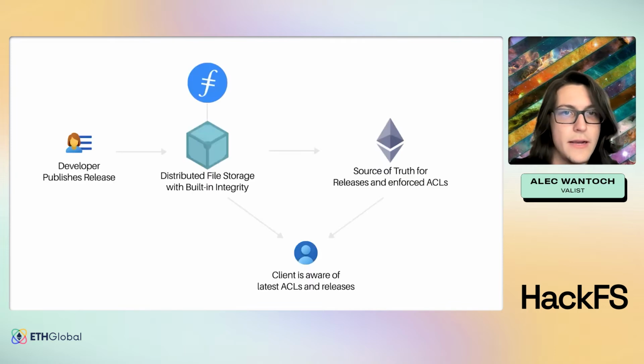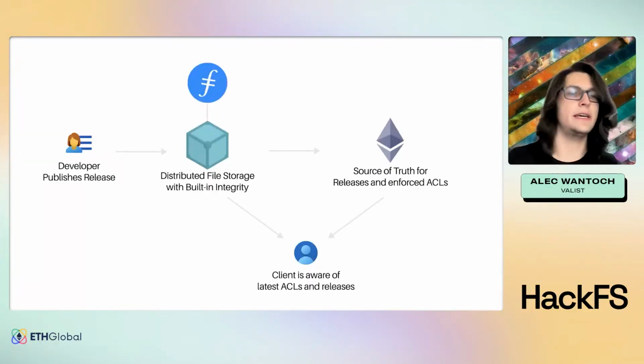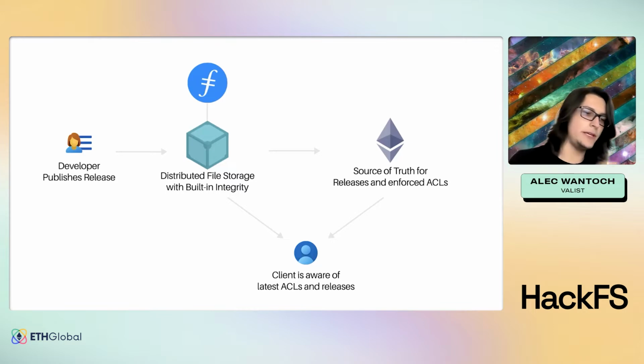So how does it work? Well, it's pretty much tying together a few different protocols. Like I said, the developer initially publishes the release. All the software, all the data gets stored on IPFS and Filecoin. Valist simply describes the type of software with some metadata.